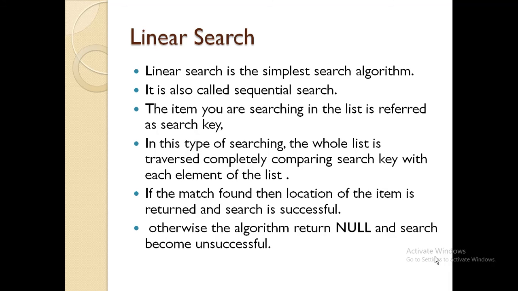And if that particular search key is found in the list, then you will get a result that search is successful. Otherwise, you will get a result that search is unsuccessful. So the element which you are finding or searching is compared sequentially with each and every element of the list. That's why it is called sequential.